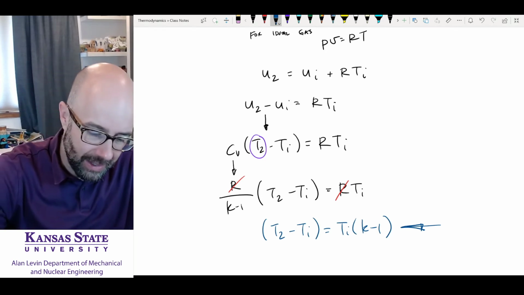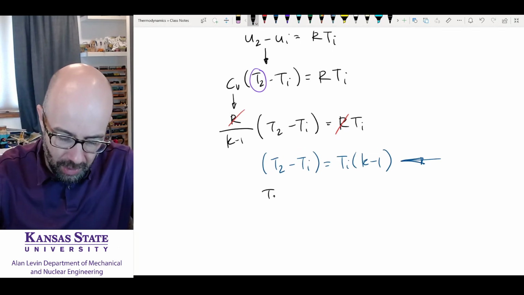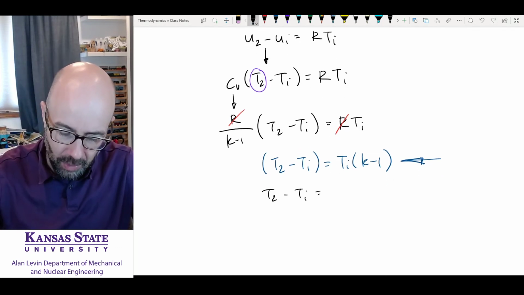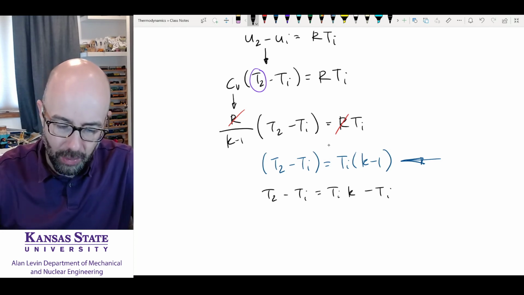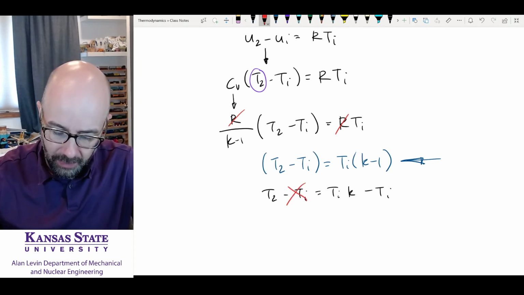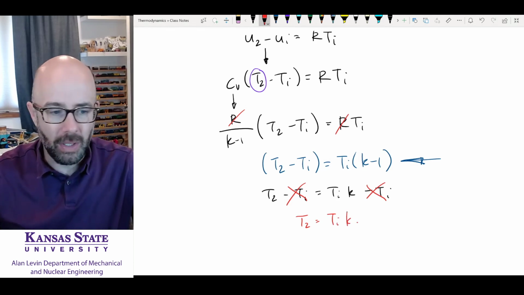I'm trying to think ahead of the game what I want to do here. So let's do this here. Temperature 2 minus temperature in is equal to temperature in times K minus temperature in. Okay? Now look what happens here. If we add a temperature in to both sides, this is going to cancel. And we're going to get the very simple equation that T2 is equal to T_in times K. Well, that's really a straightforward thing.